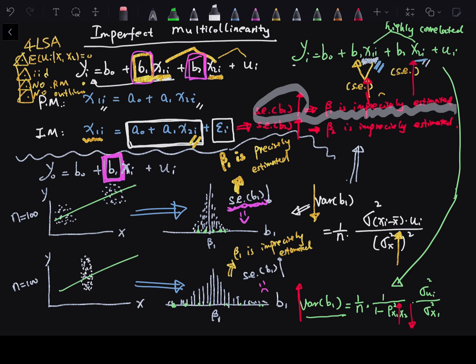Okay, you're using the standard error of B1 to estimate the confidence interval for beta 1 and test the hypothesis that beta 1 equals a value, right? So you can easily find your coefficient not statistically significant, right, because of this imperfect multicollinearity.